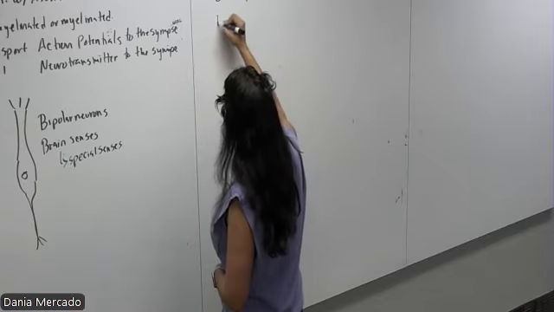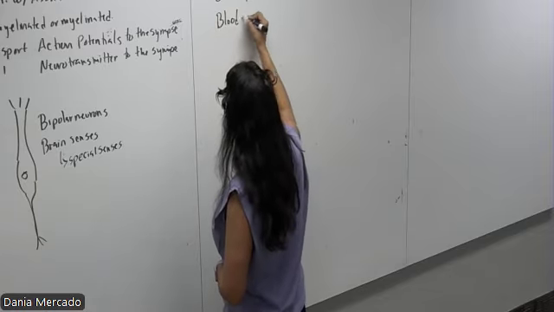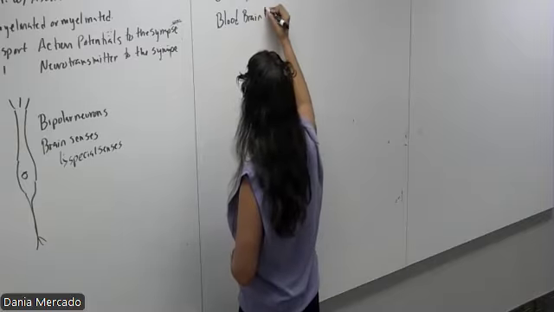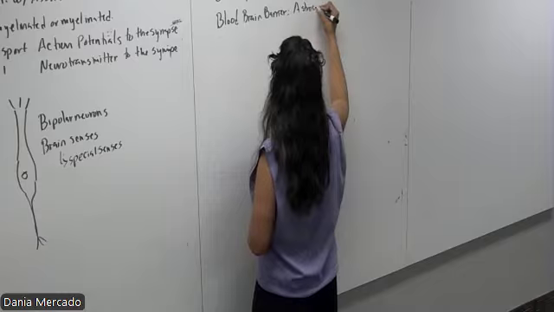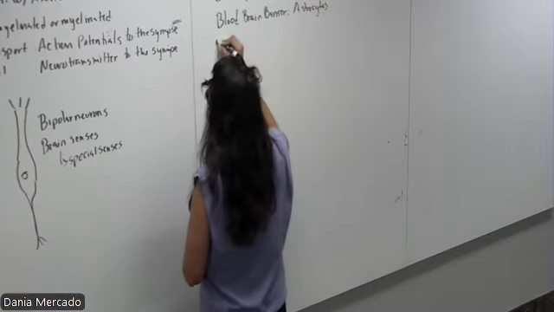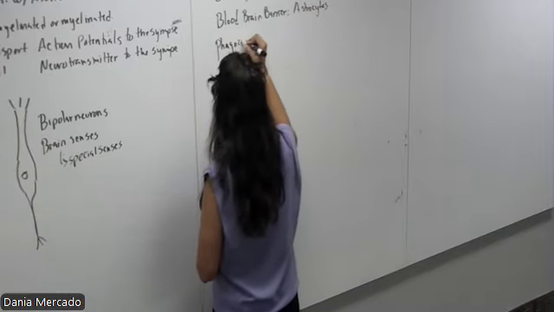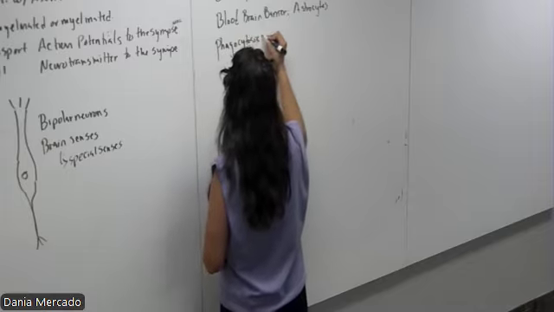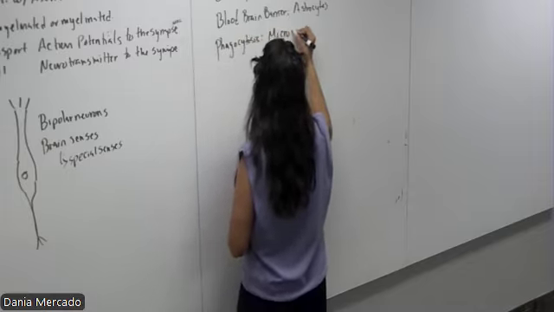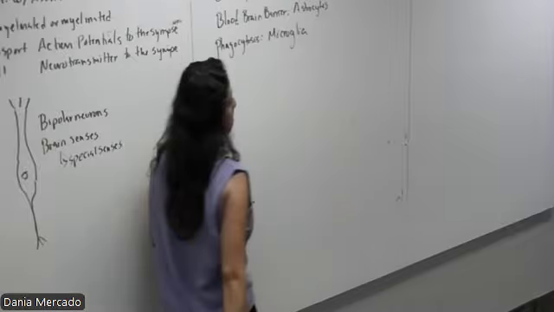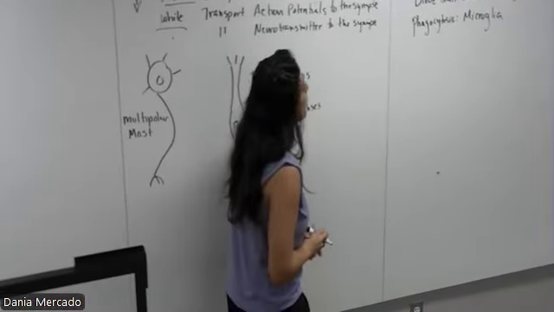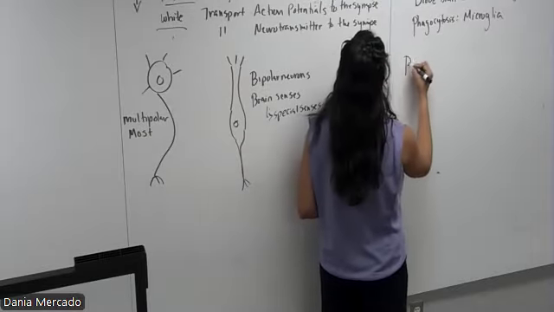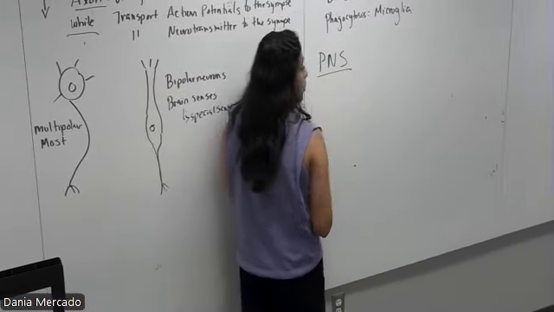Okay? Who produces or makes up the blood-brain barrier? Astrocytes. And who does phagocytosis? Microglia, yes. Okay? What is phagocytosis? Eating, cell eating. Okay, in the peripheral nervous system, we only had two, right?